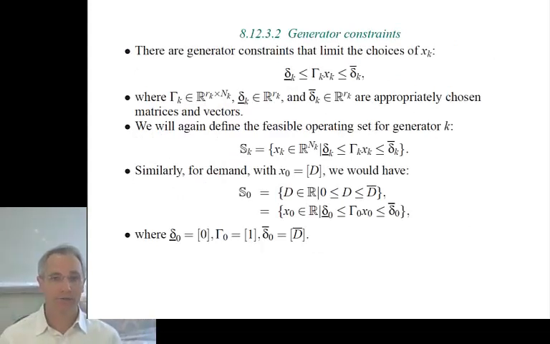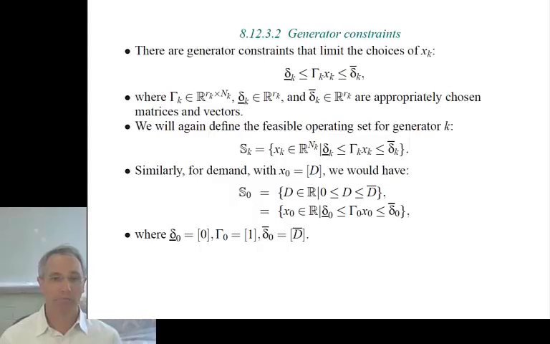So generator constraints. There'll be generator constraints, and we've previously represented them in the linear form: delta underline k is less than or equal to gamma_k times x_k is less than or equal to delta overline k, where gamma_k is a matrix and the deltas are vectors. In general, there might be multiple constraints. R_k, let's say, can generate pairs of upper and lower limit generator constraints. And of course, gamma_k has to have as many columns as there are decision variables in x_k.